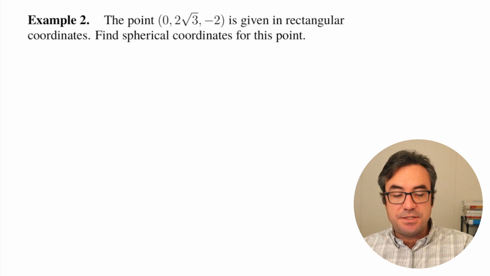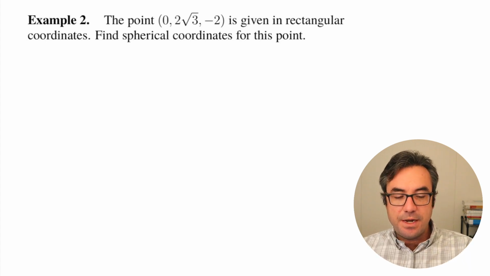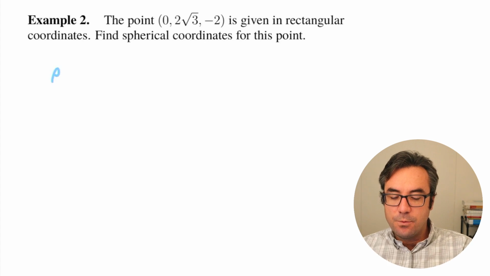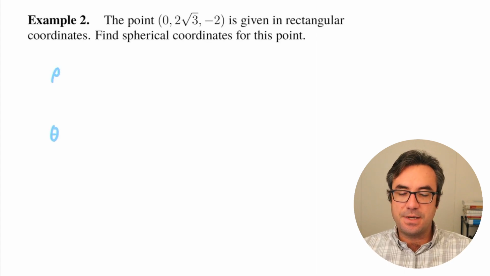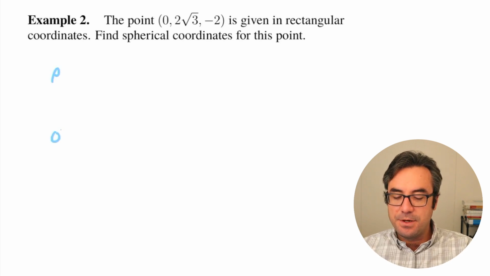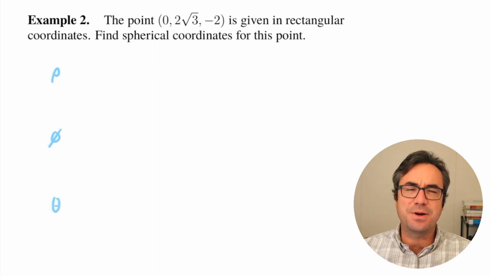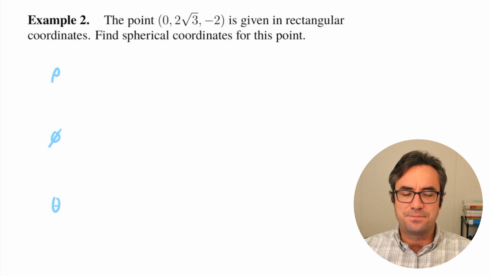So let's start with the easy one. To get this into spherical coordinates, we need three things. We need rho, we need theta, and actually we'll do that one last. We'll do phi, and then we'll do theta last here. I think this is a good order.